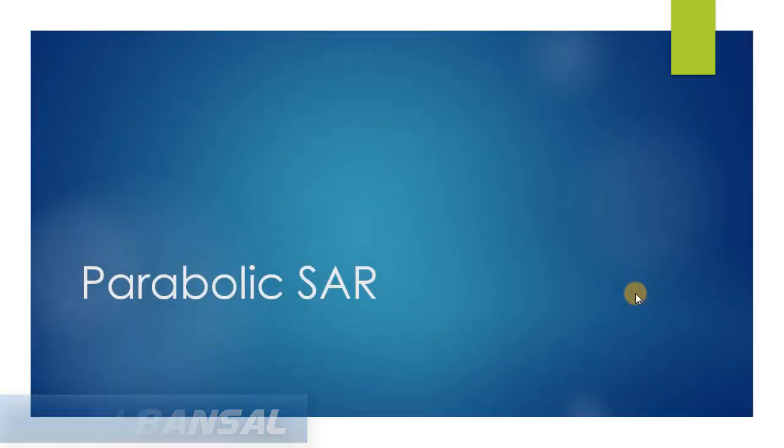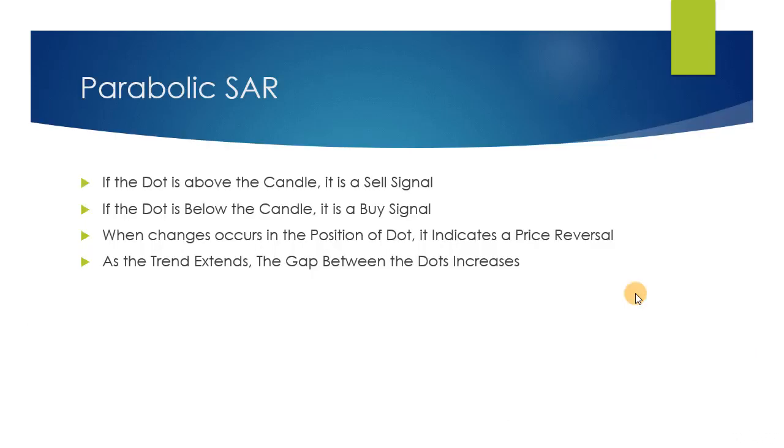Parabolic SAR refers to a price and time-based trading system in which SAR stands for stop and reverse. It is a trend following indicator. Once a trend starts up, SAR also behaves as a trailing stop. The indicator is in the form of dots that appear above or below the current candle. If the dot is above the candle, it is a sell signal or downtrend. If the dot is below the candle, it is a buy signal or an uptrend.